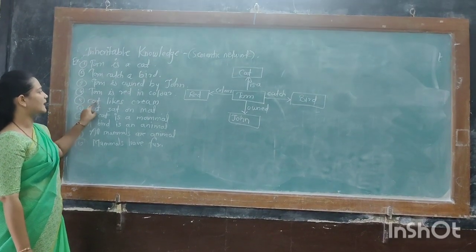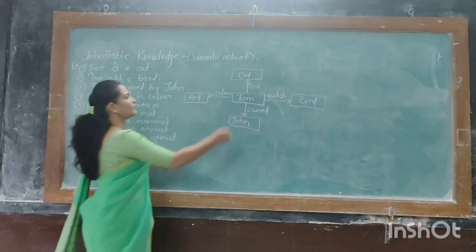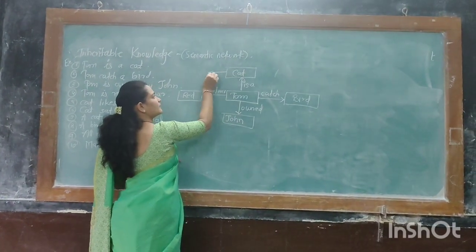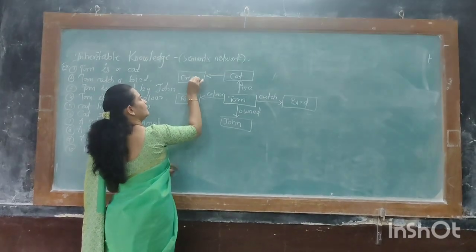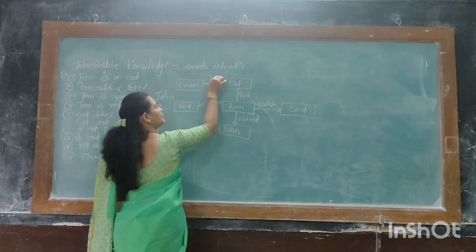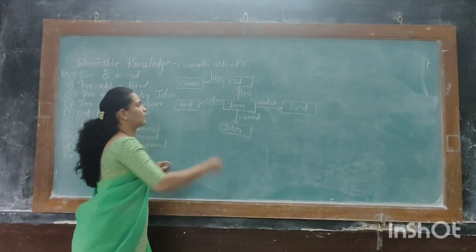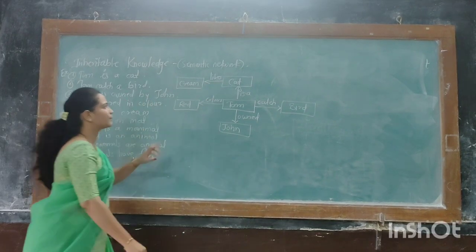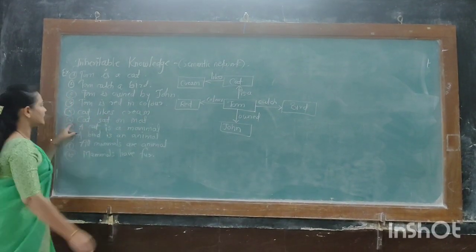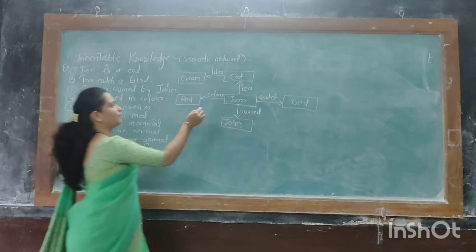Another statement is cat likes cream. So cat is already here. Cat likes cream. You have to write "likes" on the arrow, because likes is the relationship between cat and cream. Another statement is cat sat on mat.